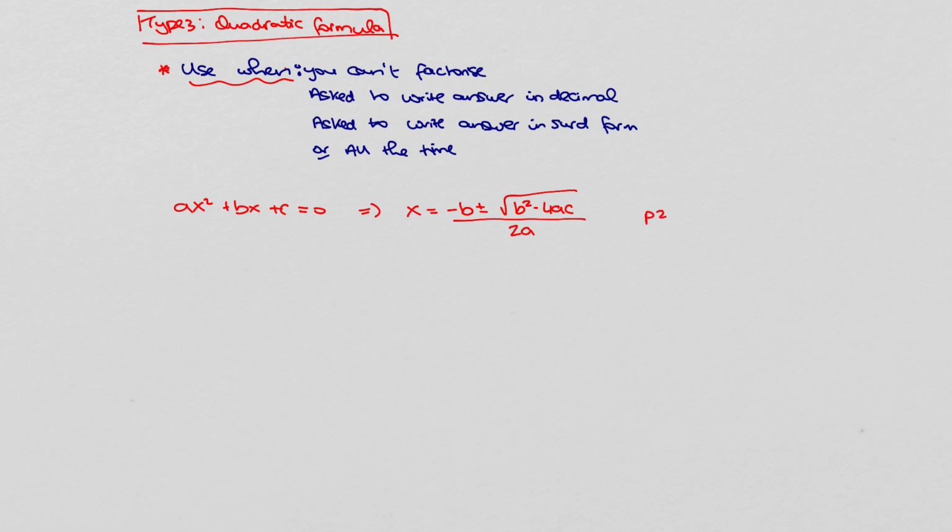2a. So in other words, all we do is we take the coefficient of x squared, the coefficient of x and the constant, and we sub it into our formula and then simplify. And always check our answer. Is it going to be written in surd form or is it going to be written in decimal form? So let's have a look at an example.